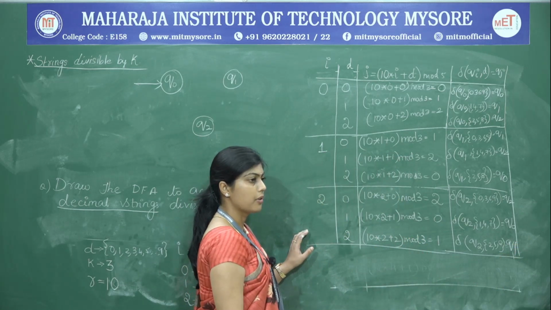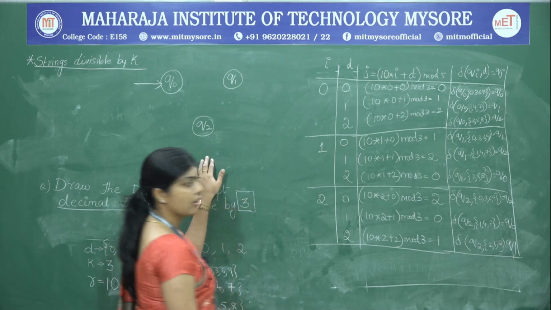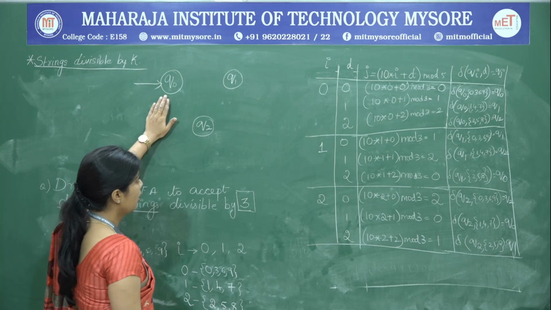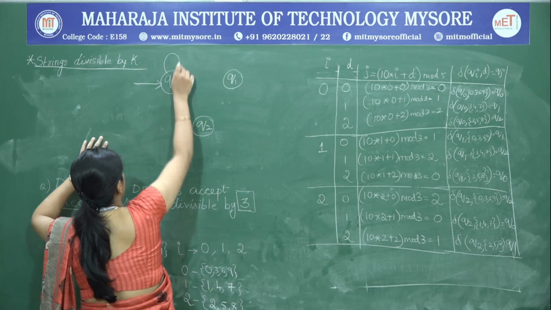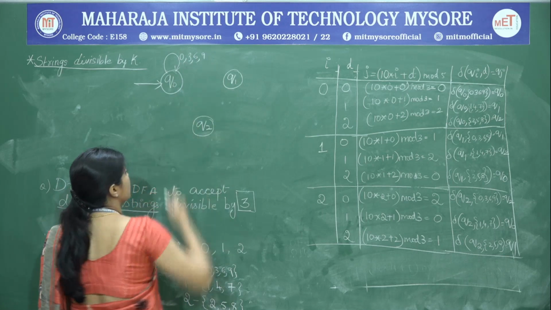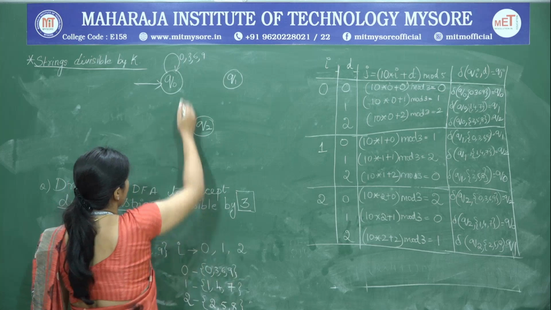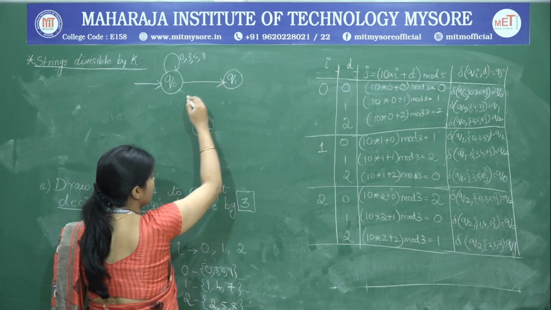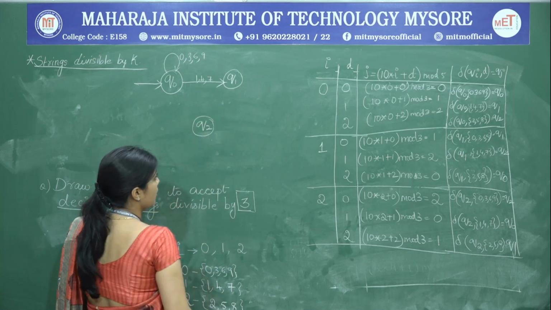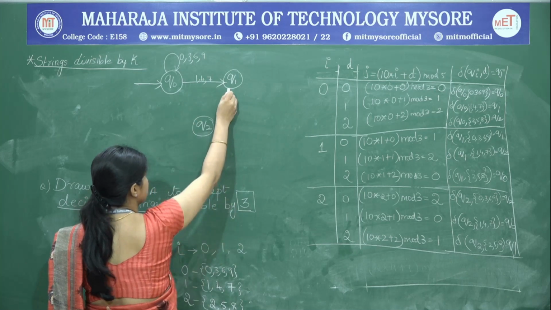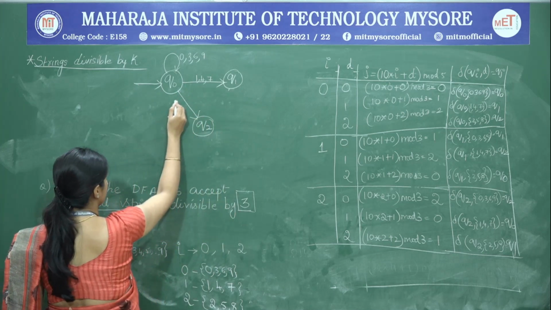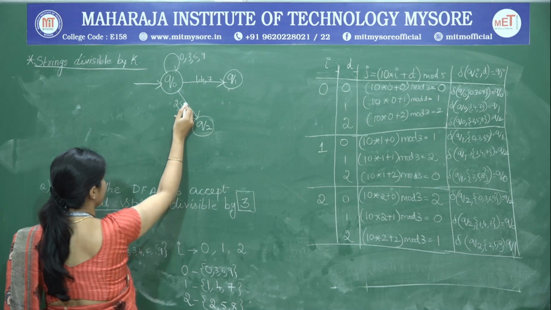Next, once we have framed the different transitions, we can now write the transition diagram. So first one we have q0. q0 is going to q0 on 0, 3, 6 and 9. Next q0 is going to q1 on the input symbols 1, 4 and 7. Next we are going to q2 from q0 on the input symbols 2, 5 and 8.